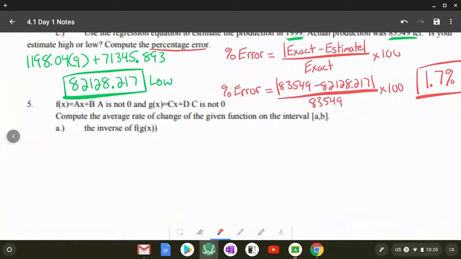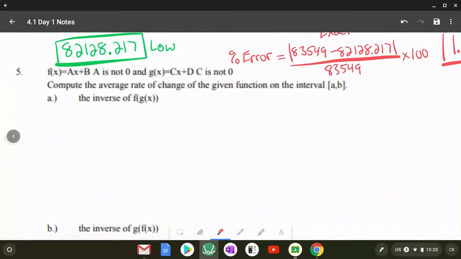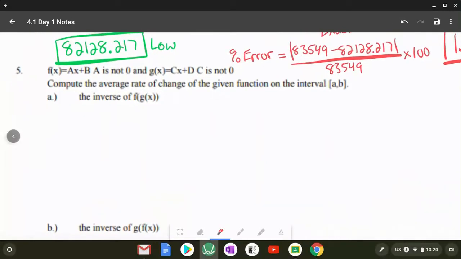Now, if we look down at number 5, we're going back to using rate of change. So for number 5, we have f of x is ax plus b, where a is not 0. So it's just telling us the slope is not 0, which makes sense because then that would be a constant function. And then the same with g of x. We're finding the average rate of change of the given function on the interval AB. So we're finding the average rate of change over AB.